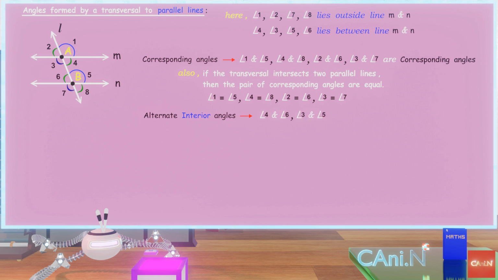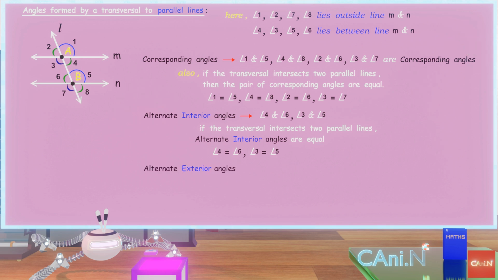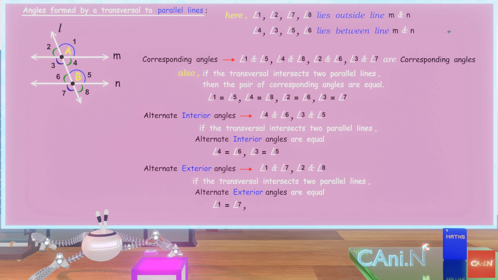Alternate interior angles. Angles 4 and 6 and angles 3 and 5 are the alternate interior angles. And if the transversal intersects two parallel lines, then alternate interior angles are equal. That is, angle 4 equals angle 6 and angle 3 equals angle 5. Alternate exterior angles. Angles 1 and 7 and angles 2 and 8 are the alternate exterior angles. And if the transversal intersects two parallel lines, then alternate exterior angles are equal. That is, angle 1 equals angle 7 and angle 2 equals angle 8.